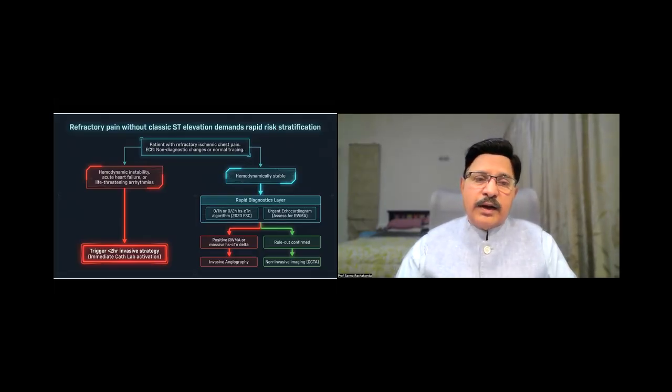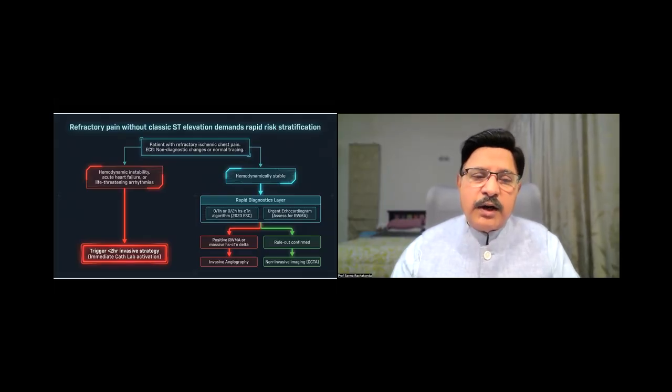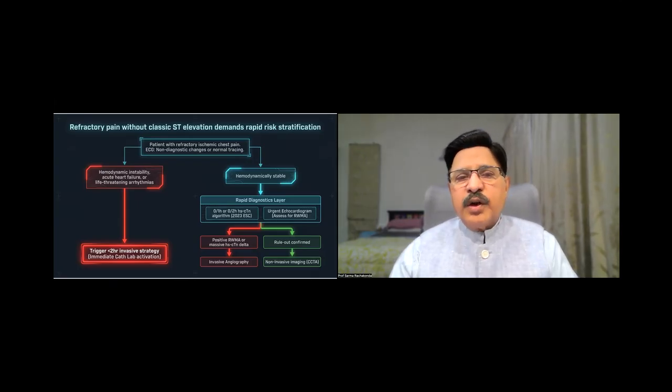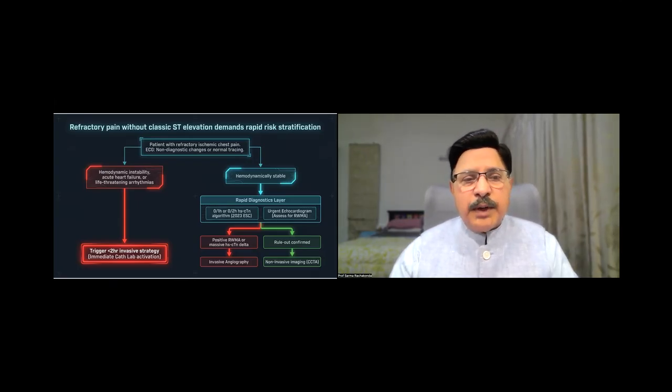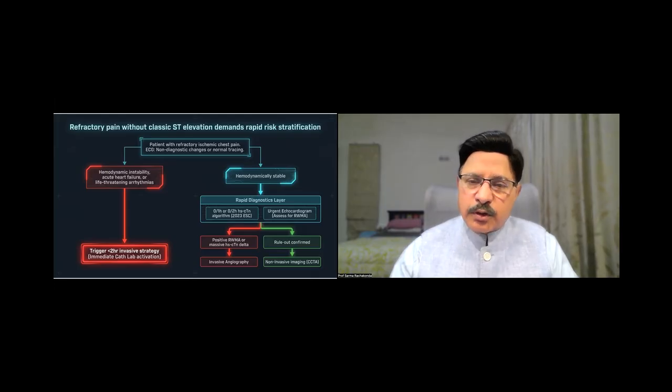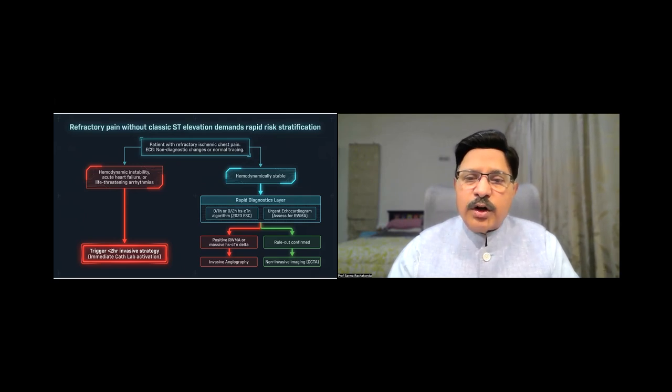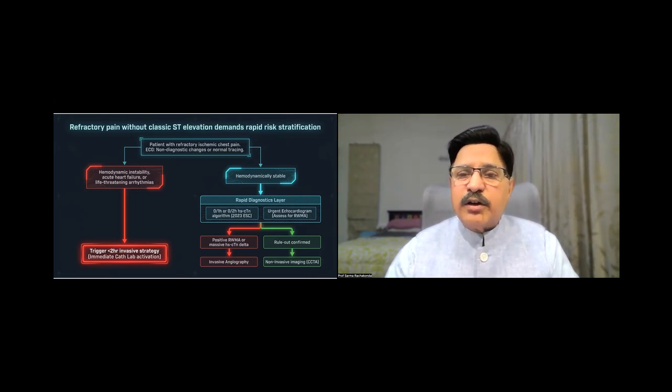Are there life-threatening arrhythmias? If there are, immediately PCI, cath lab, active invasive strategy. No, the patient is stable, blood pressure is all right, systemic circulation is maintained, SpO2 is good, heart rate is stable. Then I have to introduce the next level of diagnostic layer.